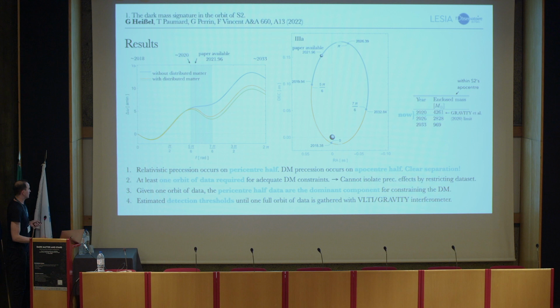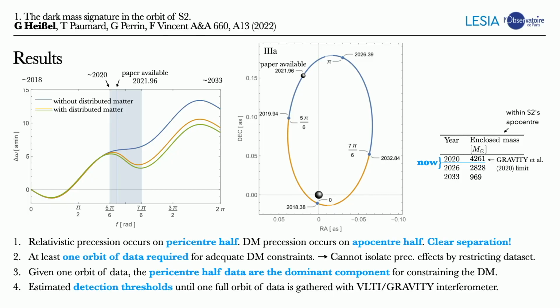Yeah, and then we got a few other results out of our analysis. We don't have plots now, so we learned we need at least one orbit of data to get good constraints. Given one orbit of data, it actually turns out that the pericenter half appears to be the stronger constraining component. So you need both components, but the data on the pericenter half gives the stronger constraints, which is again a counterintuitive result.